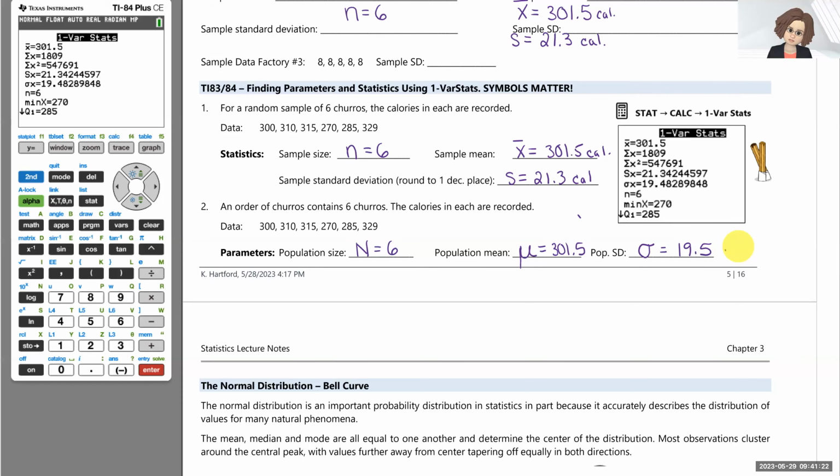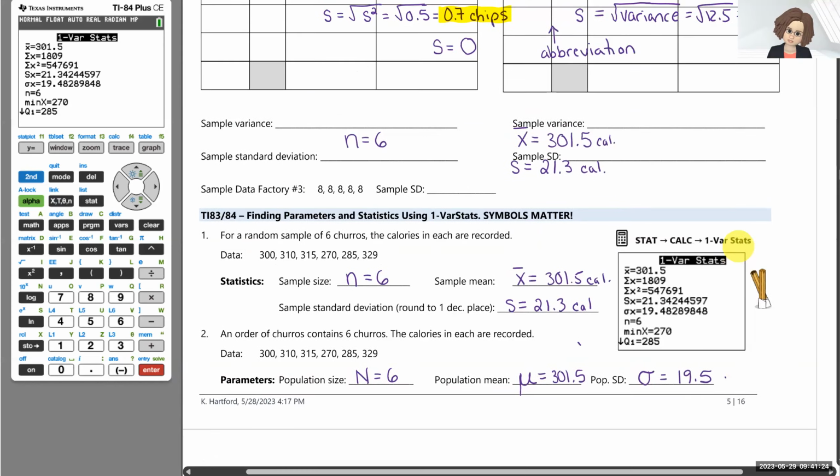All right. And then we will move on and take a look at how to apply these values, the mean and the standard deviation, to some problems.